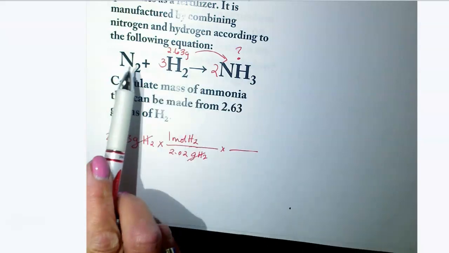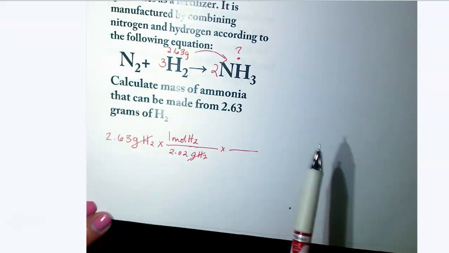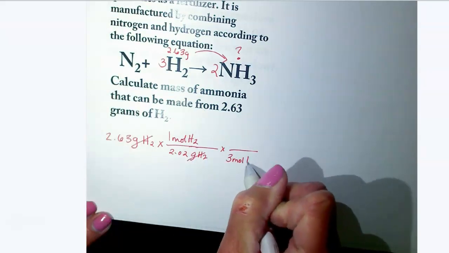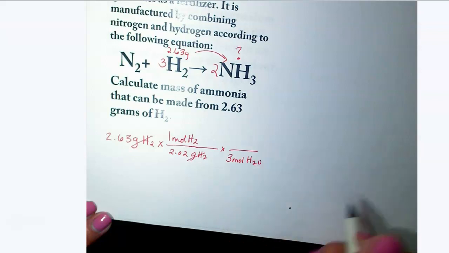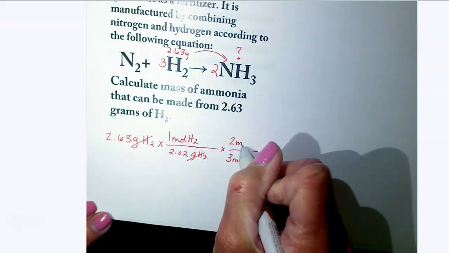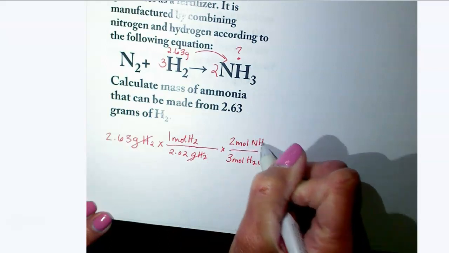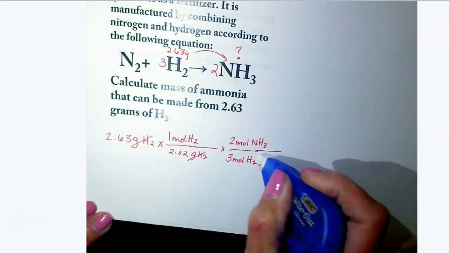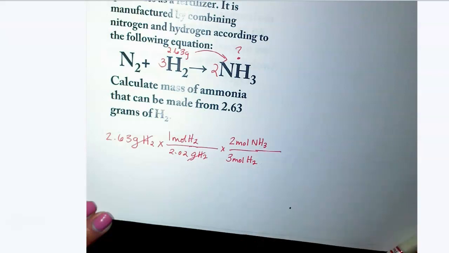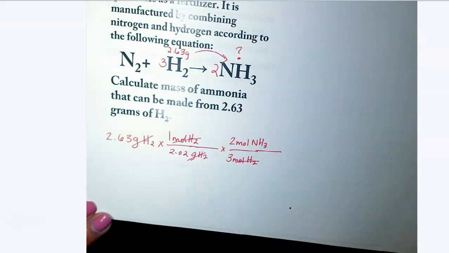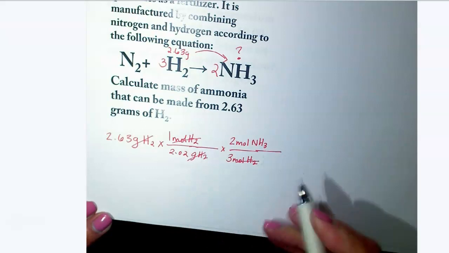We don't care about this guy. It doesn't ask anything about nitrogen. So our 3 moles of H2 go on the bottom. So it's a 3 to 2 ratio. So my 2 moles of NH3 go on the top. Oops, I don't know why I put H2O, that's my bad. There we go. So my moles of hydrogen are gone, and now I'm sitting at moles of ammonia.